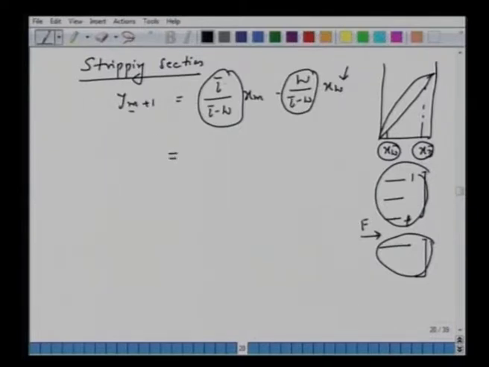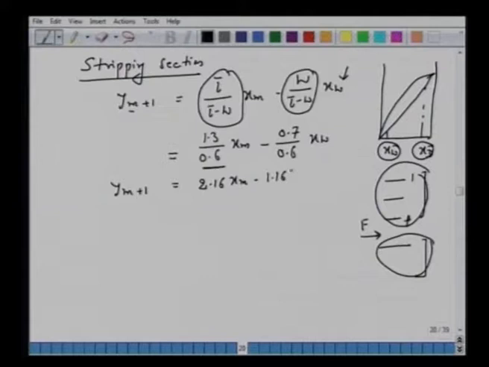Let's put in the numbers. We know L bar by G bar is 1.3, and G bar we have calculated as 0.6 moles per feed in the reboiler. So we chose F as 1 mole per second. We have G bar as 0.6 minus W, W is given as 0.7, so we can substitute 0.7 here. L bar minus W is the same as 0.6. We have this Xw. So we can write Ym plus 1 as 2.16 Xm minus 1.16 Xw.